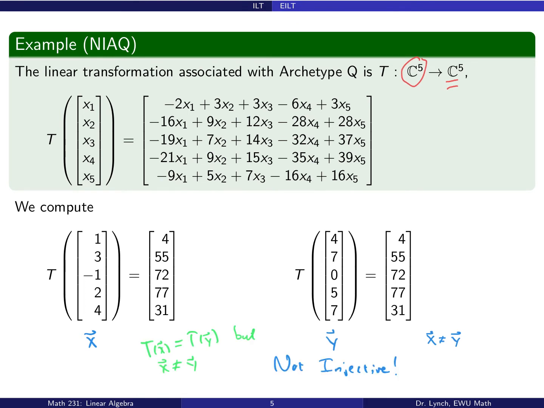We'll sort of see where those examples come from in a little while, but the main point here is that we've managed to cook up different inputs such that the output is the same, right? Different vectors in the domain such that the image is the same, so not injective.